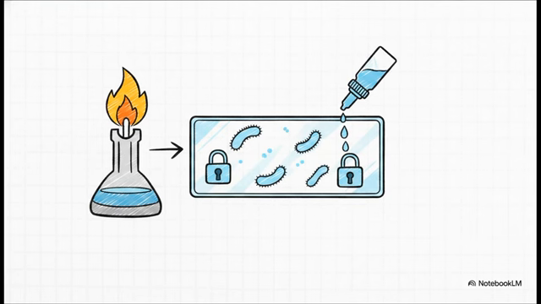But before you can interrogate a microbe, you gotta lock it in place on your glass slide. We call this fixation. You can use heat fixation, which is literally passing the slide over a flame to stick the cells to the glass, or you can use chemical fixation with methanol or alcohol.